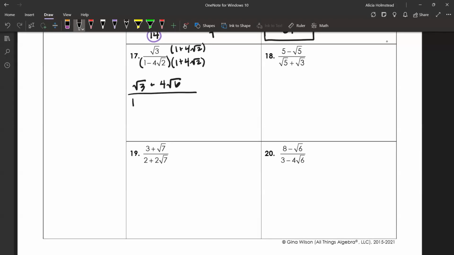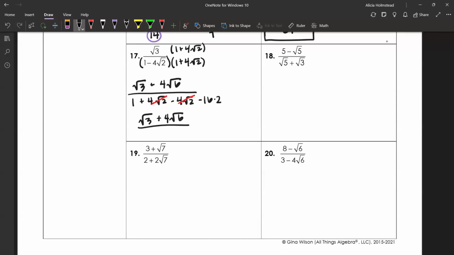On the bottom, 1 times 1 is 1. 1 times the 4 square root of 2 is 4 square root of 2. Negative 4 square root of 2 times 1 is negative 4 square root of 2. And then those last ones, let's do insides with insides, outsides with outsides. So negative 4 times 4 is negative 16. Square root of 2 times the square root of 2 is 2. So this becomes 1. Those 2 are exact opposites, so they go away, and then negative 16 times 2 is negative 32. Sorry, I forgot to write the numerator.